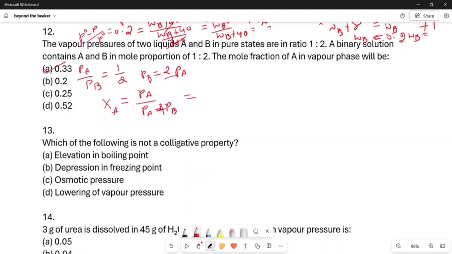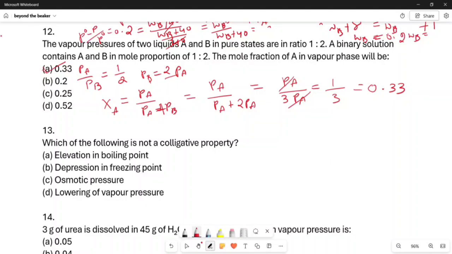Already we know that PB is equal to twice the PA. We have to substitute the value of PB here. PB is twice the PA. Therefore, PA divided by 3 PA, PA gets cancelled. 1 by 3, 1 by 3 means 0.33. So, the correct option is A, 0.33. Next, we move to question number 13.